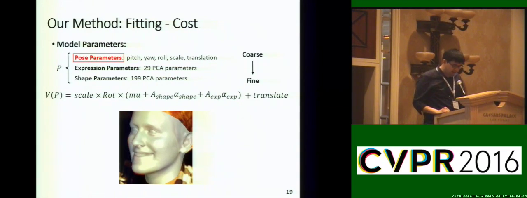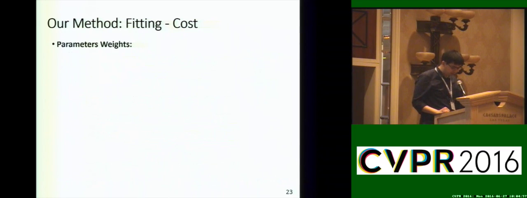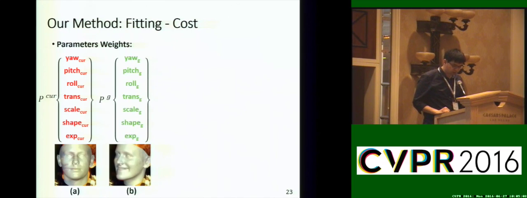Obviously, you can see that pose parameters are the most important during fitting, followed by the expression parameters and shape parameters. To model this priority, we weight each parameter error to make the CNN concentrate on a subset of high priority parameters. We propose the weighted parameter distance cost, WPDC. In this cost, the weight of the ith parameter is evaluated by the landmark error brought by its misprediction. In detail, suppose the current network predicts the parameter pk, and the ground truth parameter is pg.